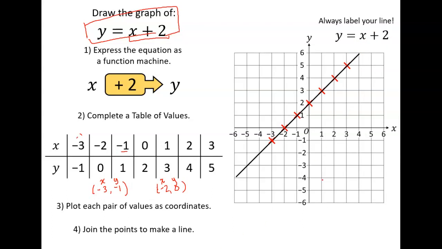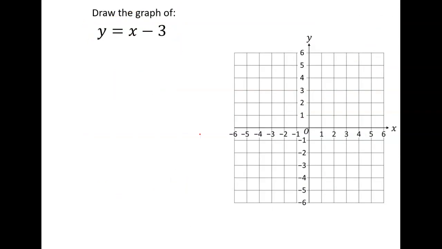Let's see here. Frozen. Oh, there we go. Okay, new graph.